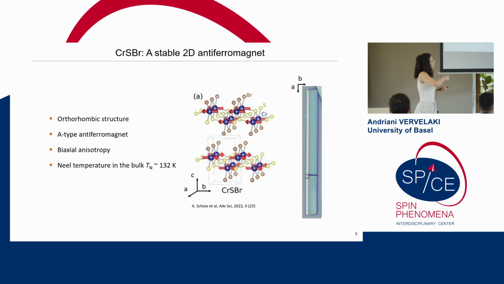Because it has a very anisotropic crystal structure, this also gives a very particular shape when you exfoliate it, which looks like a ribbon, as we can see here, with a long edge being along the a axis and a short edge along the b.